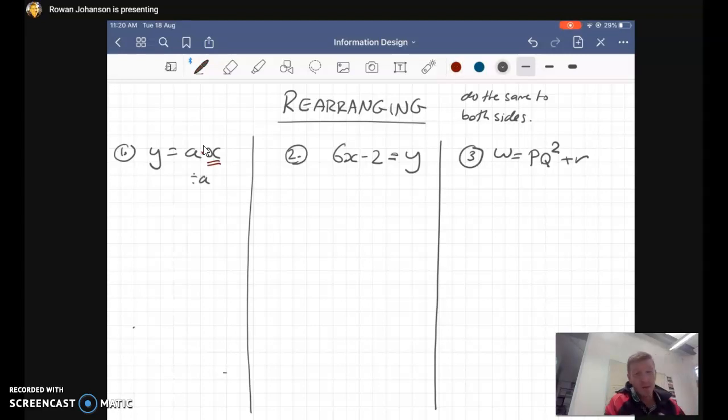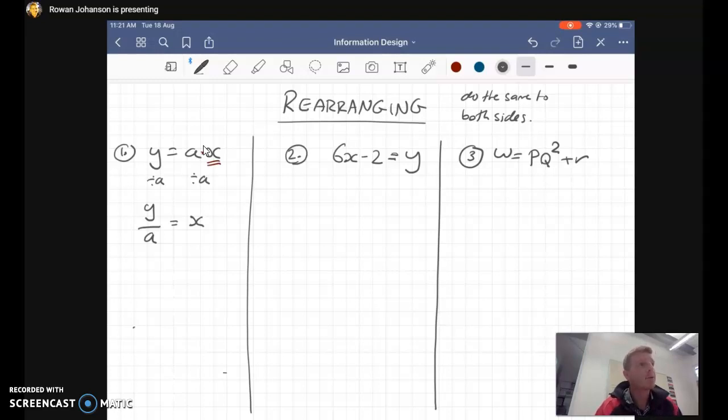So the same way as if that was 2x, I would divide by 2. If it's ax, I'm going to divide by a. But I have to do that to both sides. So I'm going to end up with y over a is equal to x. And that's it. There's lots of practice that you can do on the Google Slides with different options, but just getting used to dividing by letters will be really helpful.